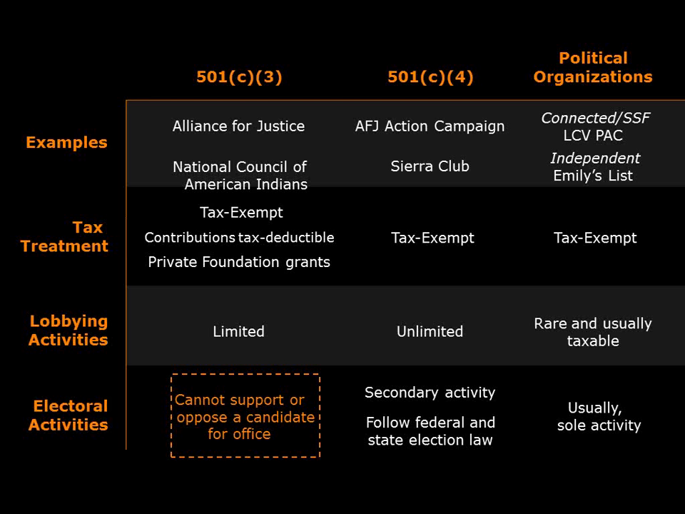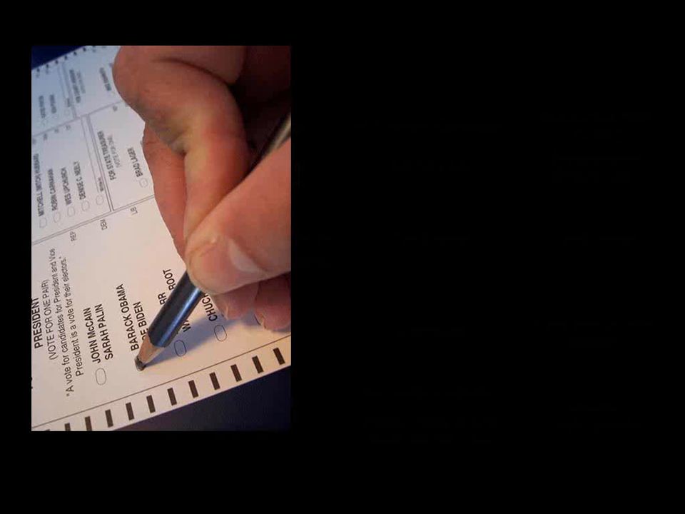Lastly, we'll just briefly touch on political organizations. These are organizations formed solely for supporting or opposing candidates. These are mainly political action committees, independent expenditure political action committees, or super PACs as they're called, independent political committees like Emily's List, or connected separate segregated funds like the LCD PAC. Their sole purpose usually is to support or oppose candidates. That's it. Rarely do they lobby. They only raise money to support or oppose candidates that support issues that they support.